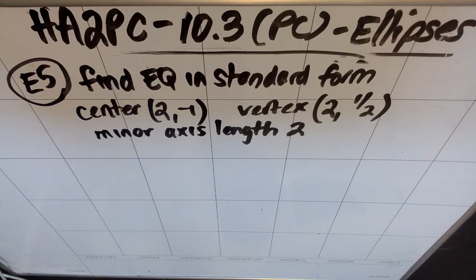All right, this is Honors Algebra 2 Pre-Calculus. We're doing 10.3 in Pre-Calc, which is ellipses. In example 5, we're asked to find the equation in standard form of an ellipse with center at (2, -1), vertex (2, 1/2), and minor axis length 2.